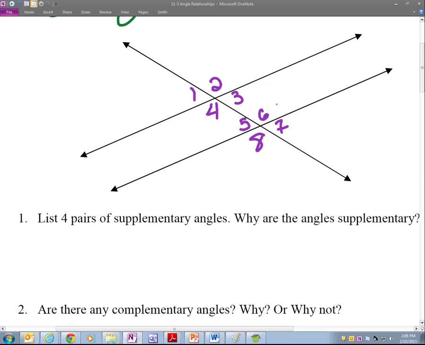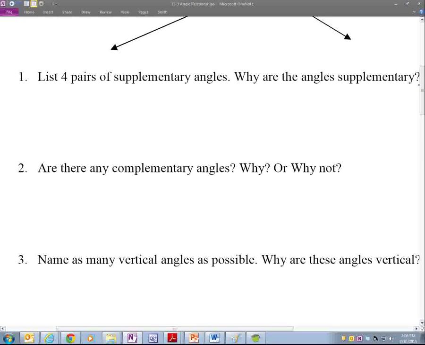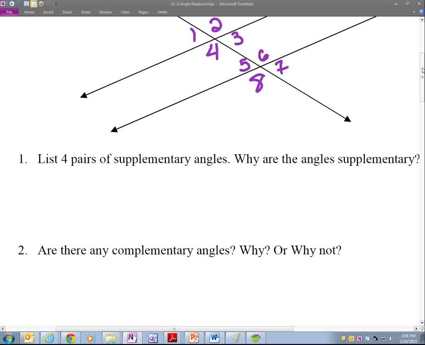So it goes, 1 is on the left, 2 is on the top, 3 is on the right, 4 is on the bottom, and then it goes 5, 6, 7, 8, like that. Okay? Here's what's going on. List 4 pairs of supplementary angles.